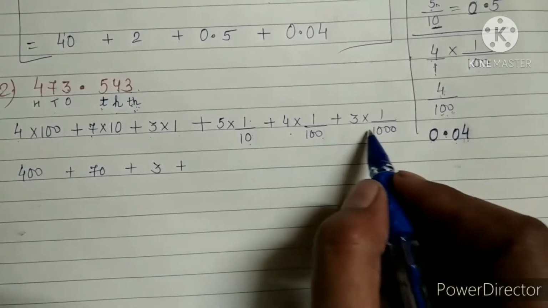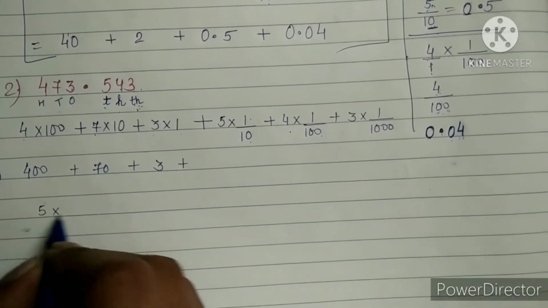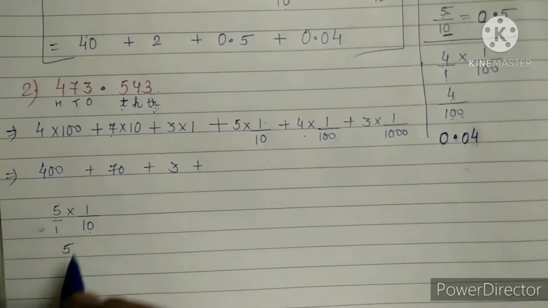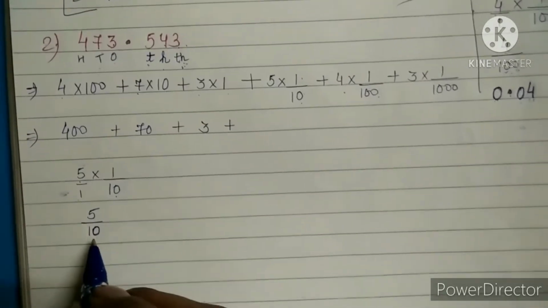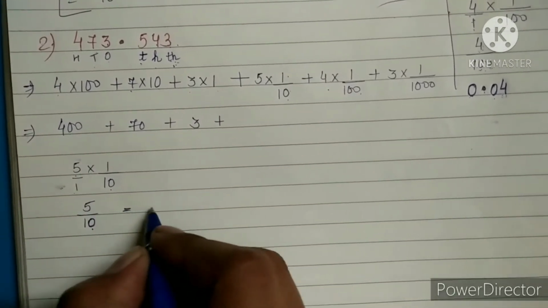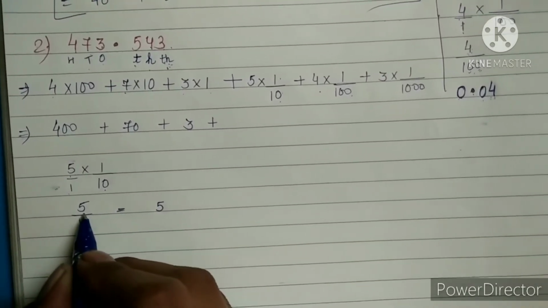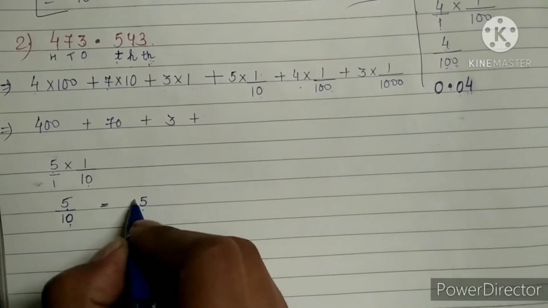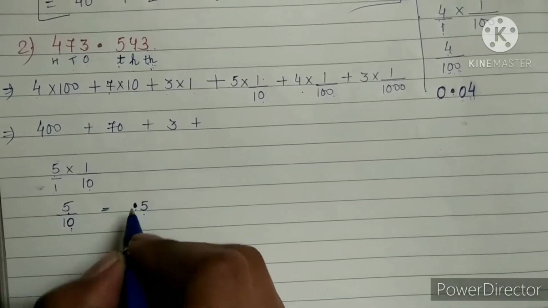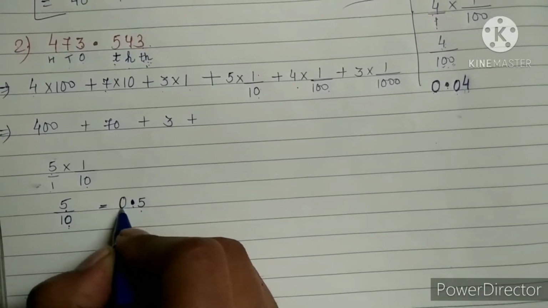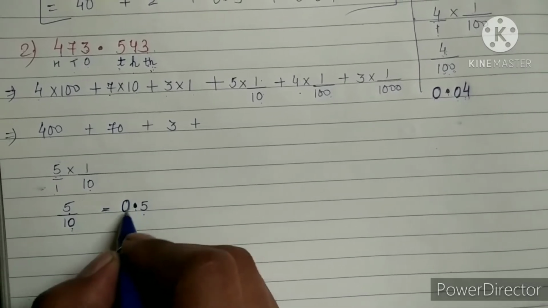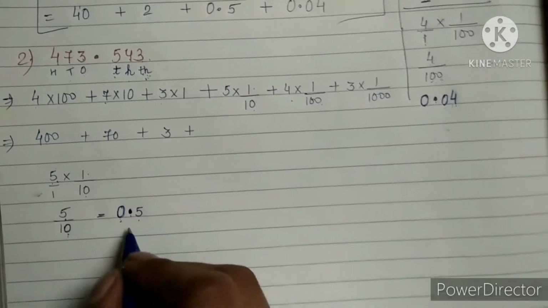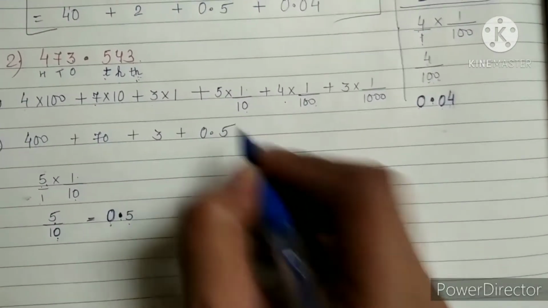Now how can we write the rest? 5 into 1 by 10: 5 times 1 is 5, and here we have 10, which has one 0. It means we leave one digit from the right side, because of the one 0, and put the decimal, and in front of the decimal we put 0. So 5 multiplied by 1 by 10, its answer is 0.5.